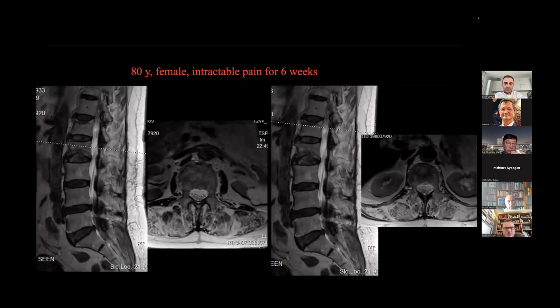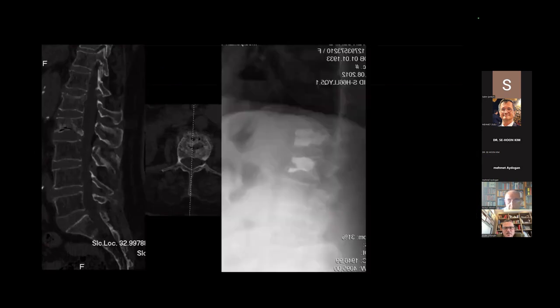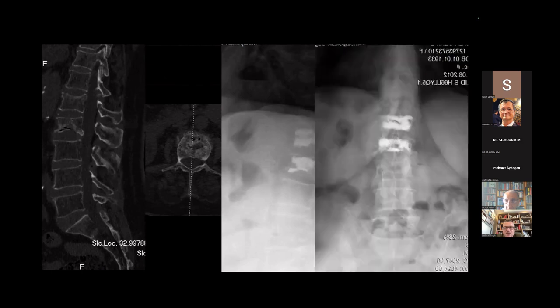I have some example cases. An 80-year-old female, intractable pain for 6 weeks. We can see a two-level grade 1 type 2 fracture, and you can see the fractures. We put the cement with vertebroplasty.